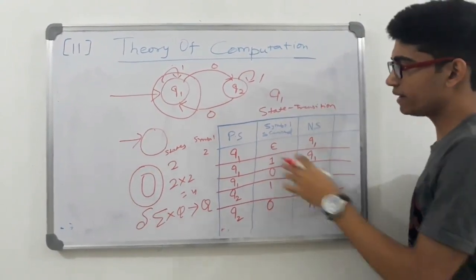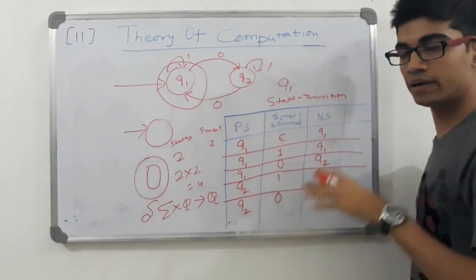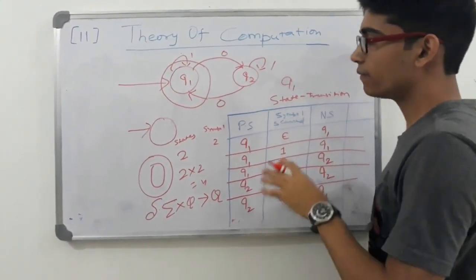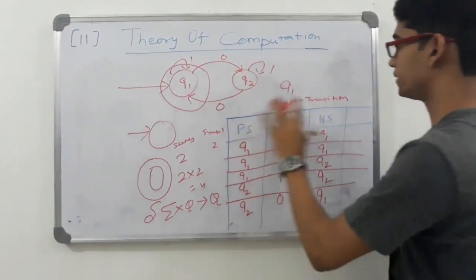We will see more complicated diagrams and more complicated models when we advance. But for now, we have to make our basic concepts very clear. So this was the model, and this is the state transition.